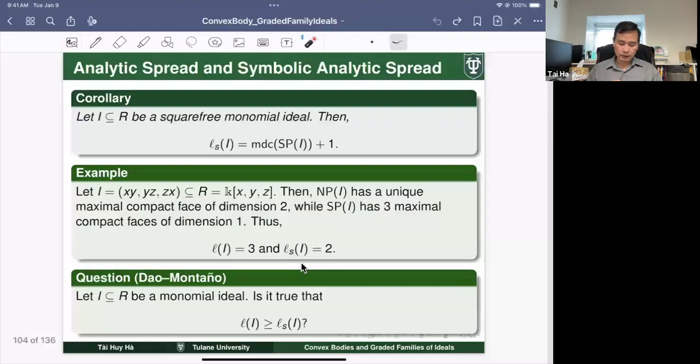In fact, the question that Long and Jonathan Montano raised is: is it true that the analytic spread number is always bigger than or equal to the symbolic analytic spread number for monomial ideals? They of course state the question for a more general class of ideals, but because we focus on monomial ideals, I'm going to restate the question for monomial ideals. Recently, a current student of mine actually found a counterexample to this question. So now the question should be stated as: for which monomial ideals does one have these inequalities?